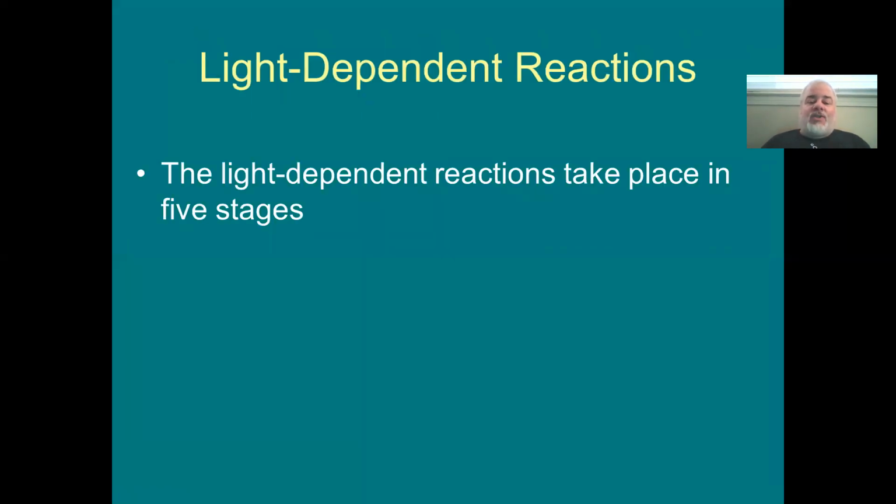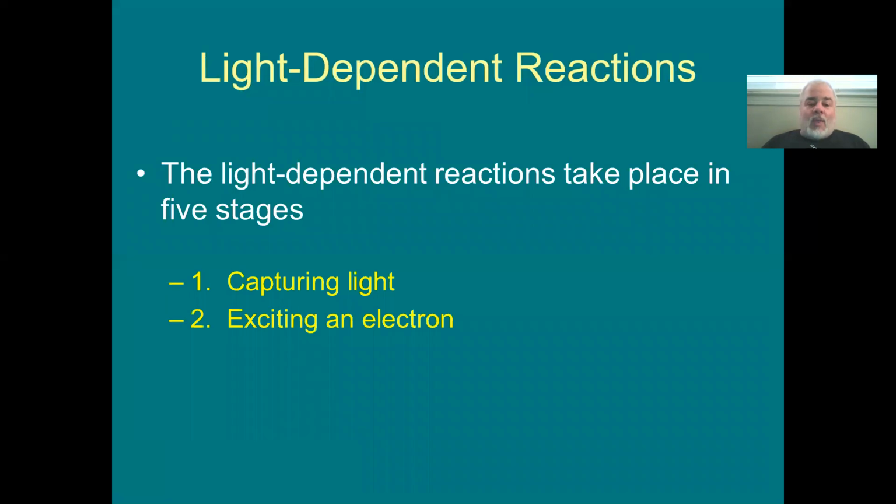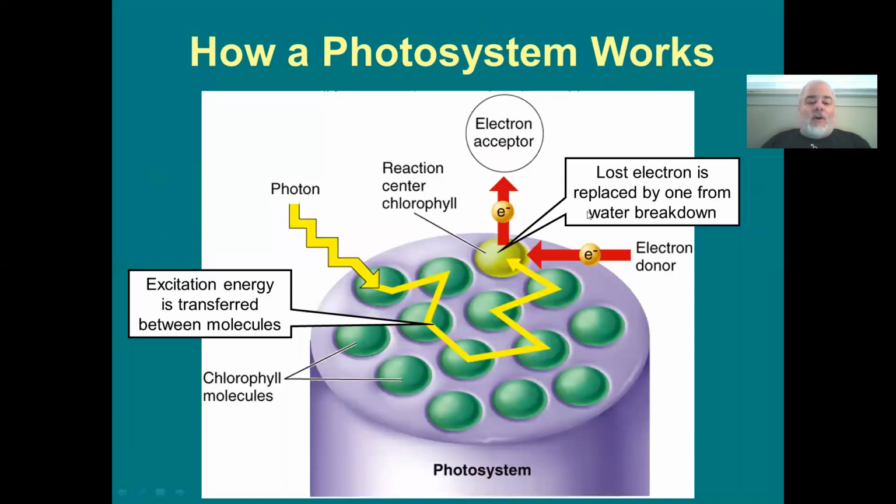So the light-dependent reactions take place in 5 stages. First, light is captured. Then, when that light is captured, the electron that it interacts with is energized or excited. So a photon comes in, hits an electron in the chlorophyll, and gives up its energy to that electron. So now you have an excited electron. Here you have a photon coming in, it strikes the chlorophyll, it interacts with an electron, and gives up its energy to the electron, and now you have an excited electron.